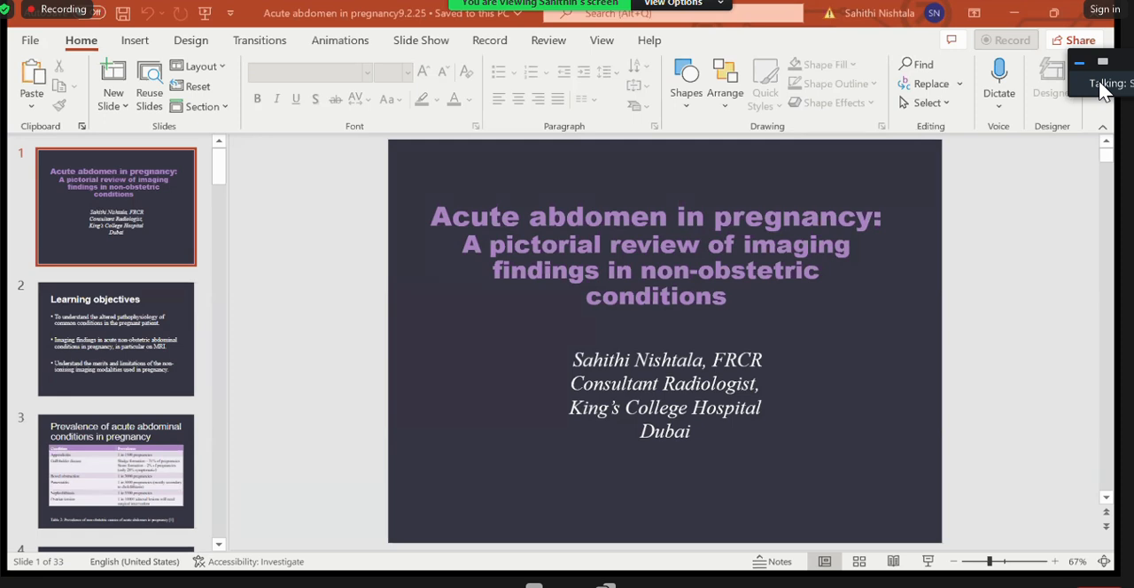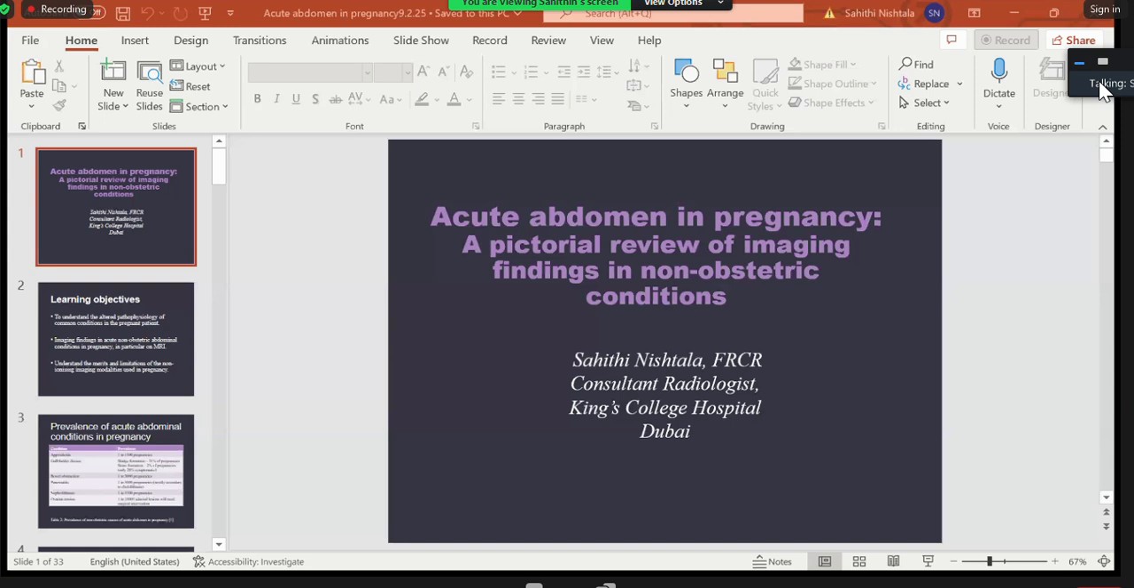So, a quick slide about the prevalence of acute abdominal conditions in pregnancy. As in the non-pregnant population, appendicitis remains the most common cause of abdominal pain. Gallbladder disease and pancreatitis, usually due to gallstones, remain a common cause as well. Bowel obstruction is rare, 1 in 3,000 pregnancies, but obviously, with more women having surgeries or inflammatory bowel disease, the incidence is slowly going up.